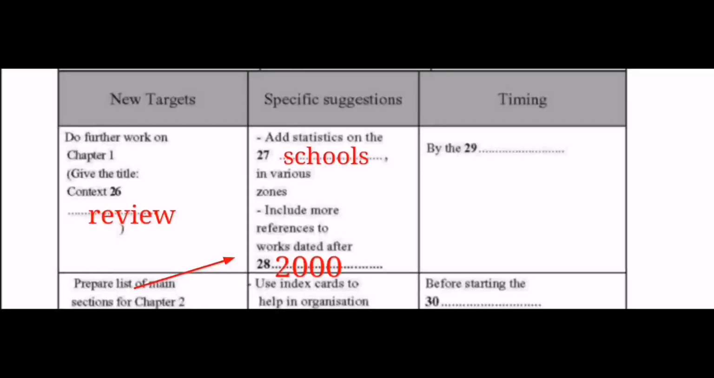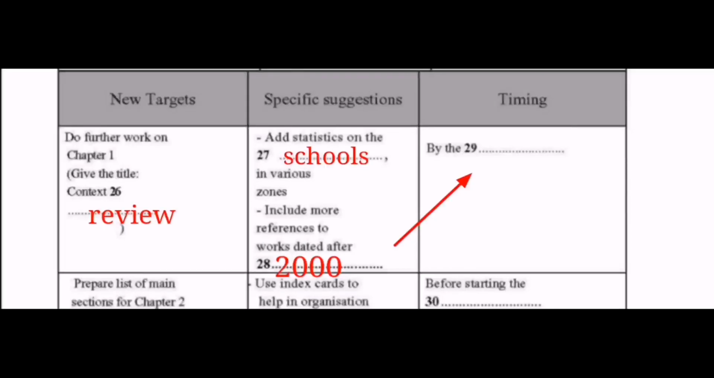Okay. So the answer for question number 28 is 2000, because in the audio we have listened to, "I think you should aim to cite more works written later than 2000." So the word later is spoken for the word after. So our answer is 2000. Let's listen to the audio again.